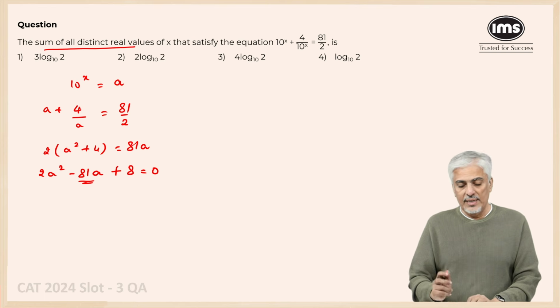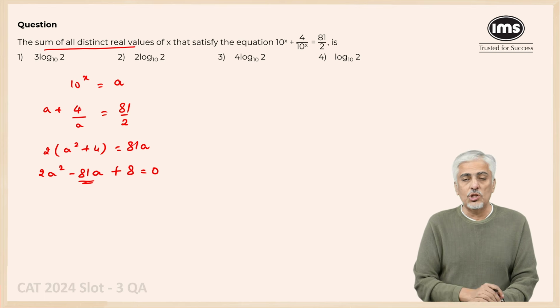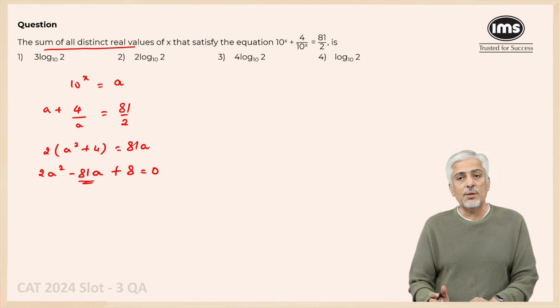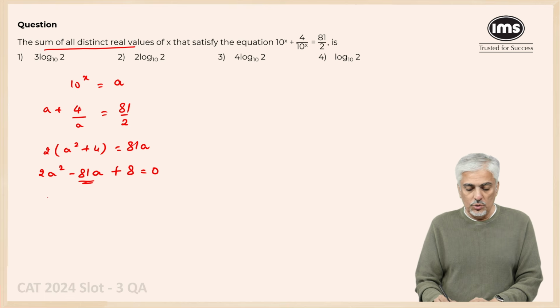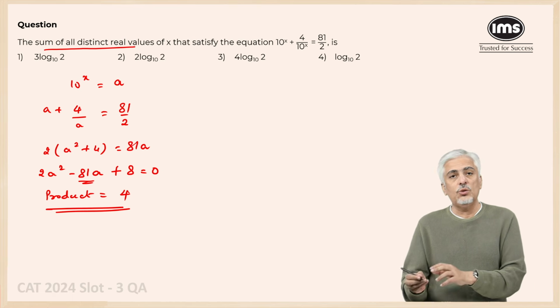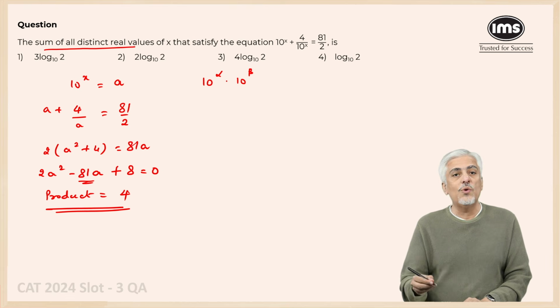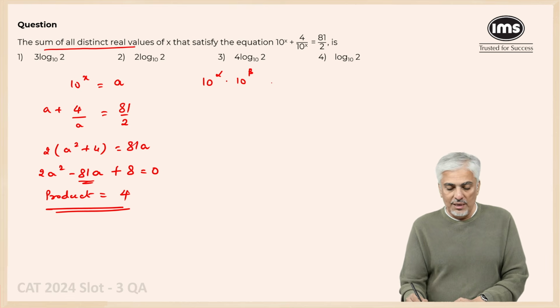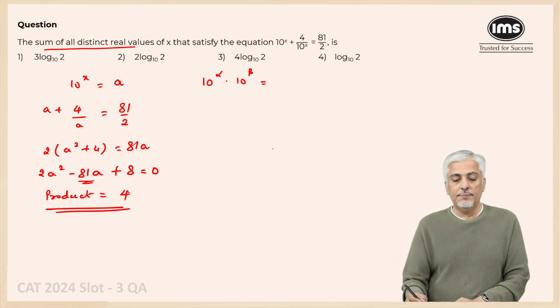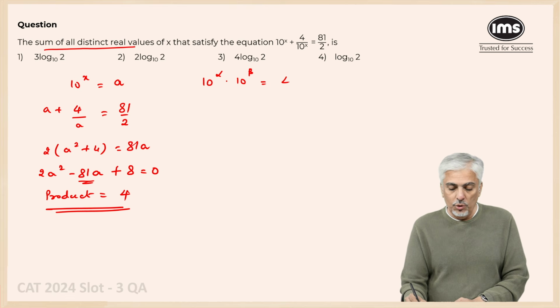Nothing is working out. Then I realized you didn't have to use a sum because you wanted to take logs on both sides. You have to use the product. So, what is the product of the roots? Product of the roots is c by a, that is 8 by 2, 4. So, the product of the roots, and I'm putting back the value of a, it will become 10 raised to alpha into 10 raised to beta. The two values of this, or 10 raised to x, whatever you want to call it, will be what? That will become 4.